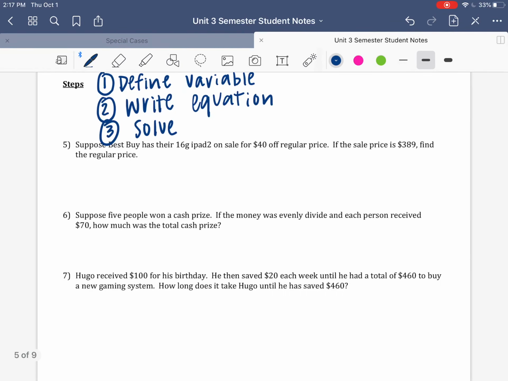In number 5, it says, suppose Best Buy has their 16 gig iPad 2 on sale for $40 off the regular price. If the sale price is $389, find the regular price. So my variable is usually whatever I'm solving for. So in this problem, I see where it says find the regular price. That's what I don't know. So I'll use the letter R for regular price.